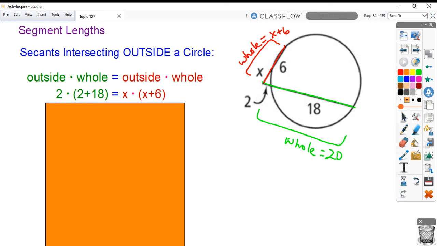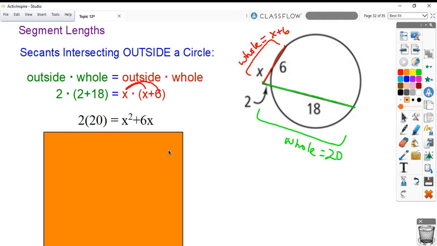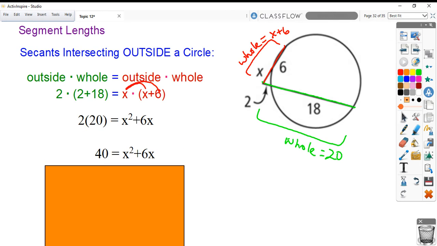So that creates a bit of a problem for us because if we're going to do this multiplication, on the right side here, we've actually got distribution. We have to distribute that x into the parentheses. And it ends up being a little bit complicated for us because we end up with an equation that looks like this: 40 equals x squared plus 6x. Y'all, that's rough stuff.